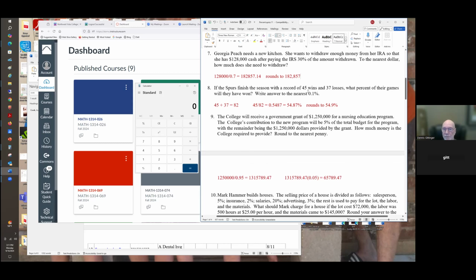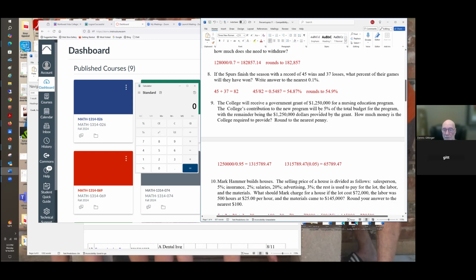Okay, the Spurs, 45 wins, 37 losses. That's 82 games. And if you divide, I asked for the percent of games that they've won. So the number of games won divided by the number of games played is 0.5487. Now it says write the answer to the nearest 0.1%. What that means is where the 8 is. After you change it to a percent, the first digit to the right, that is the nearest 0.1%. But the 7, however, is big enough to bump that up to 54.9%. And there is no other right answer.